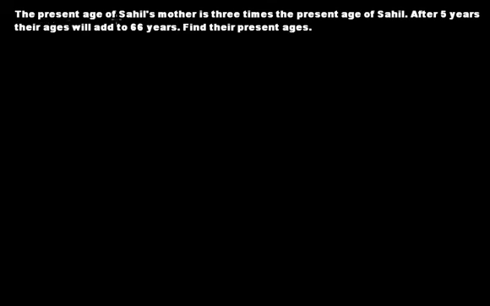The present age of Sahil's mother is 3 times the present age of Sahil. After 5 years, their ages will add to 66 years. Find their present ages. Let the present age of Sahil be x.